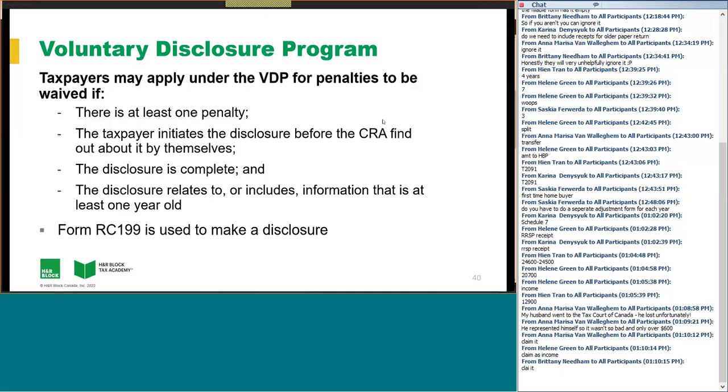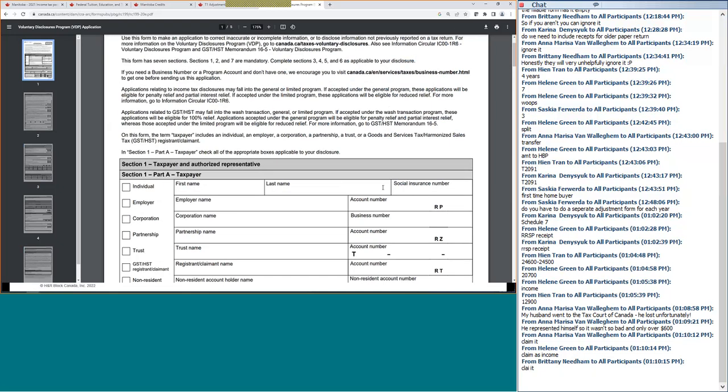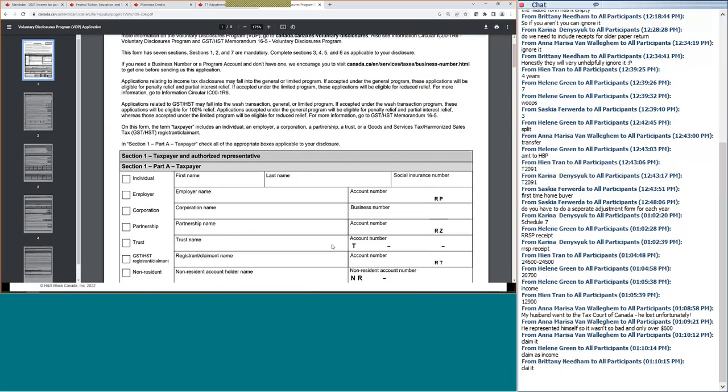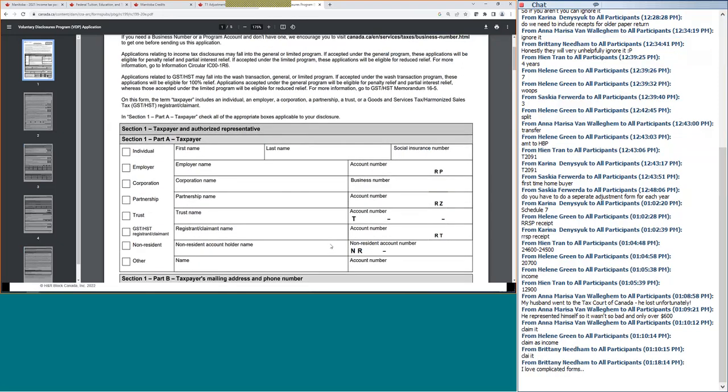Okay? If you're filing, you're going to need a form called an RC-199. Okay, they look like complicated forms because they are complicated forms. These apply for everyone, so not just individual taxpayers, which are the people you're going to do returns for, but also employers, corporations, partnerships, trusts, and people who have GST registration. This is the form you use if you haven't done anything. So the nice bit is you're going to tick off individual, fill in their personal information, and that's it.